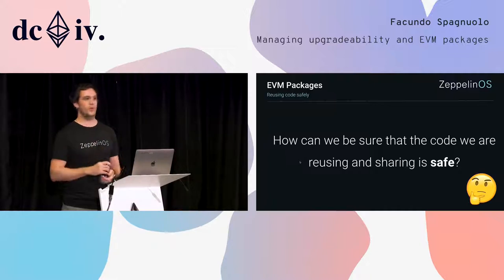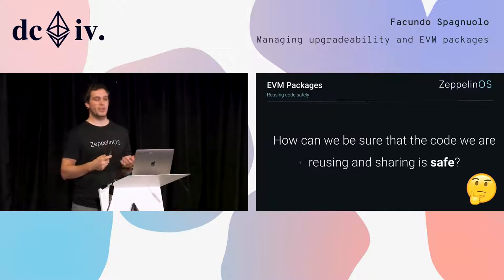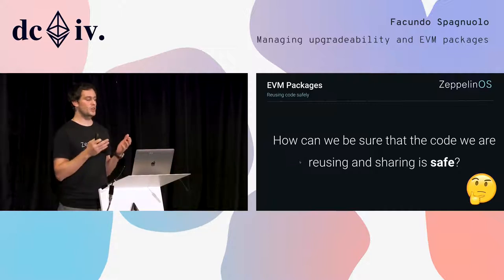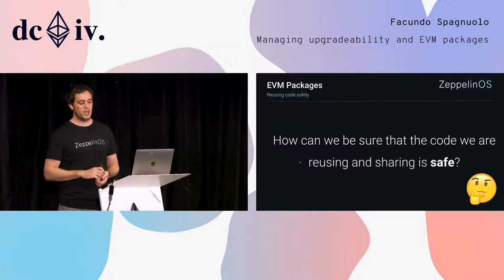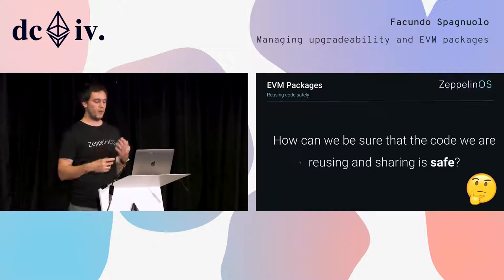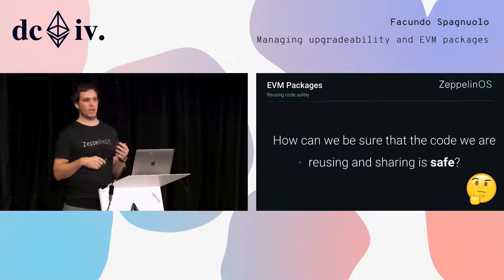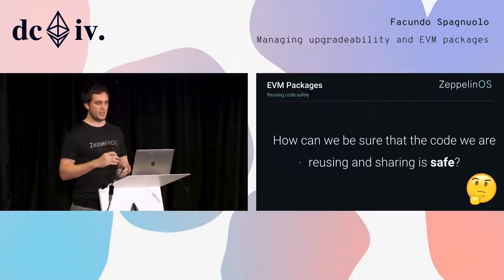Maybe some of you may be wondering how we can actually make sure that the code that we're sharing and reusing on-chain directly is actually safe. How we can trust the code that is already deployed on-chain. So before we answer that, let's think how we probably do this these days.